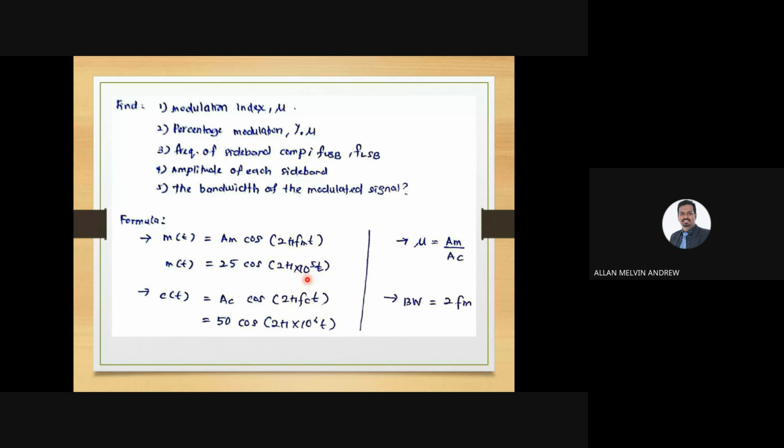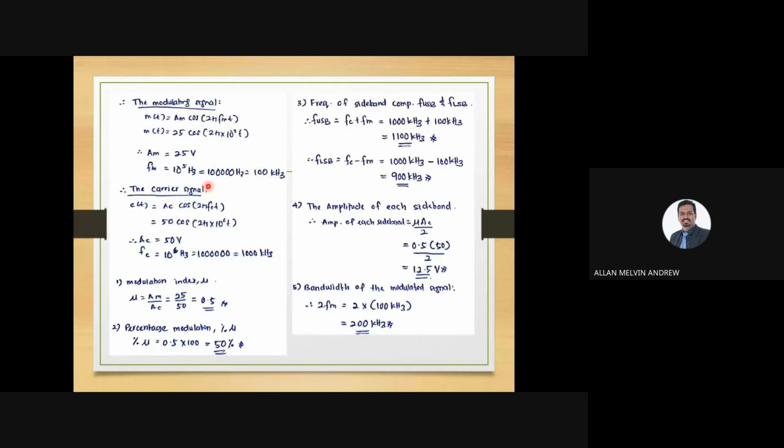So that's the first comparison, and this is the formula to calculate the modulation index, because you need to find the modulation index. And this is the formula for bandwidth, bandwidth equals 2 FM. All these formulas we will be using in solving. So we just cover this first.